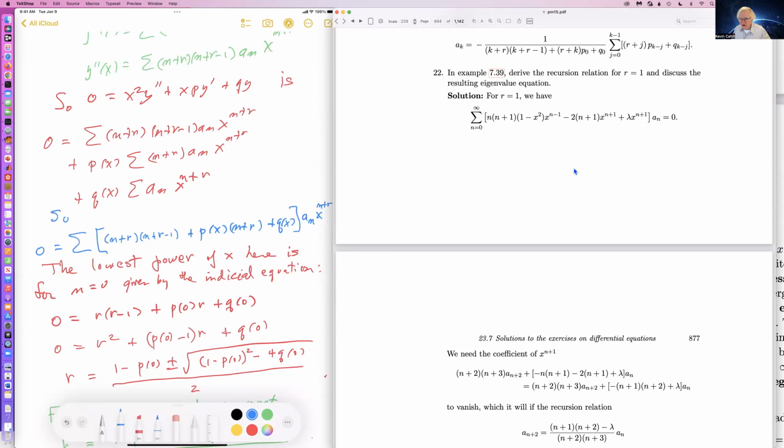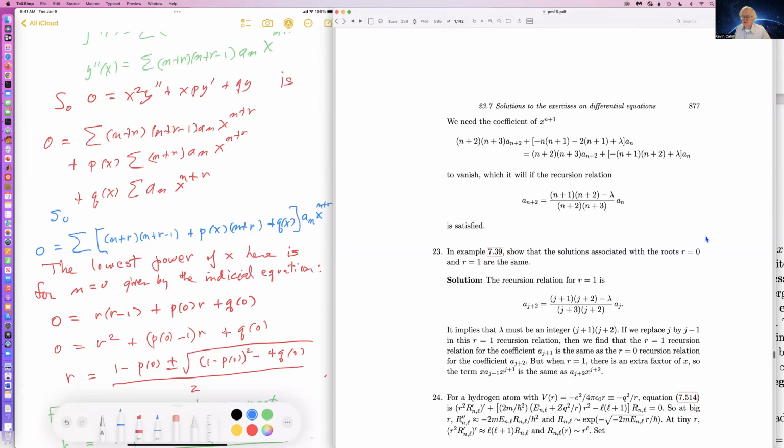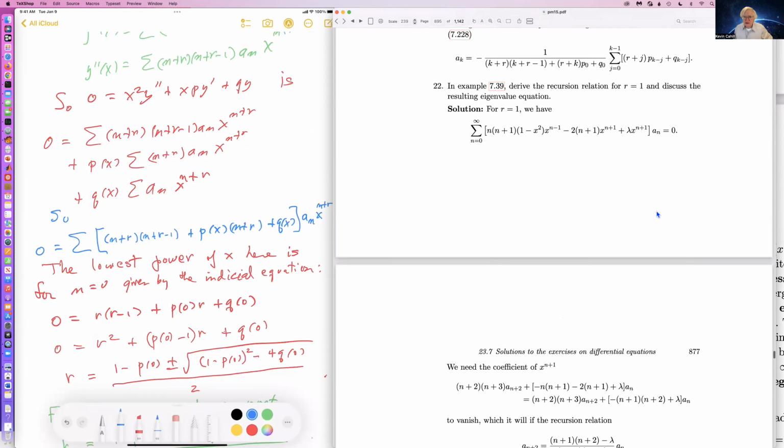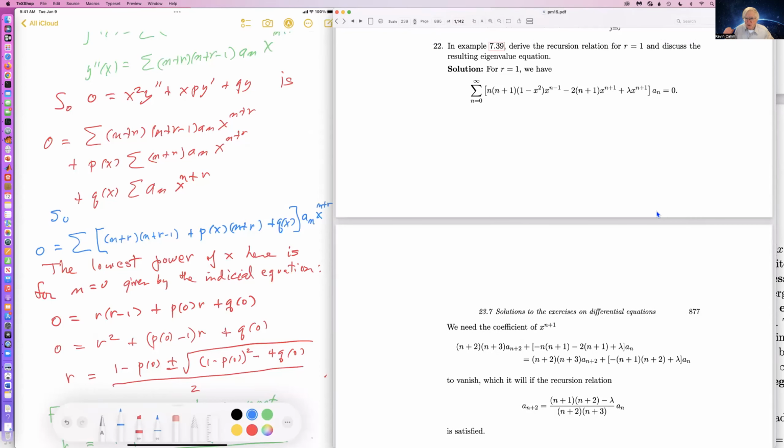And it turns out we then get this expression here. And then we look for the coefficient of x to the n plus 1. That gives us this, which we can rewrite as that. If we want that to be 0, we get this recursion relation. So that was a little brief, but I hope it's in the video. If you pause the video, you can see that.